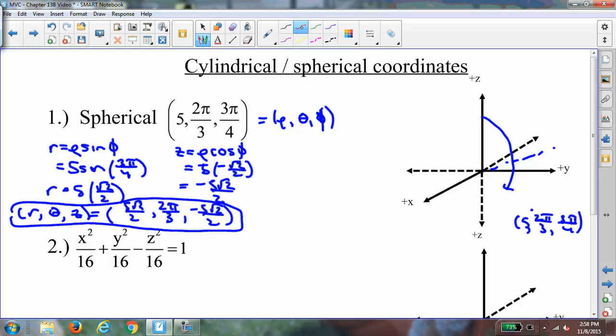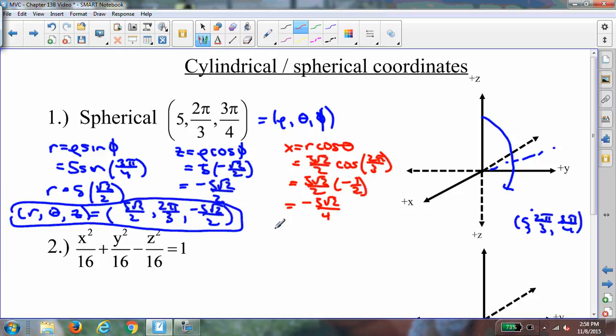In rectangular, we also need then our x, which would be r cosine theta. But r we already know is 5 square root of 2 over 2. And then we multiply this by cosine of 2 pi over 3. So altogether this is going to be 5 square root of 2 over 2 times negative 1/2. And so the x-coordinate would be negative 5 square root of 2 over 4. Y is equal to r sine theta, which in this case would be 5 square root of 2 over 2 times sine of 2 pi over 3, which is square root of 3 over 2. So the y-coordinate would be 5 square root of 6 over 4.